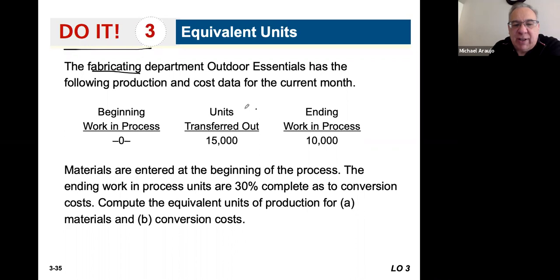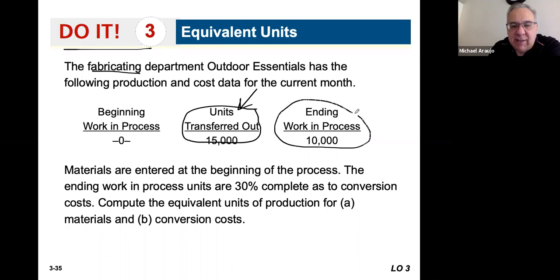Units that have been transferred out. So these are completed and transferred out. All of these units are going to be counted toward units of production. Ending work in process, 10,000. So this is where we have to do a little bit more conversion, because how much of that includes materials? How much of that includes conversion costs?